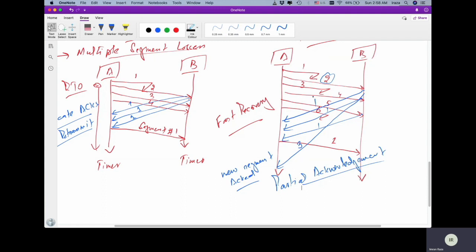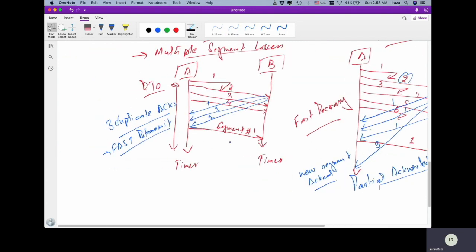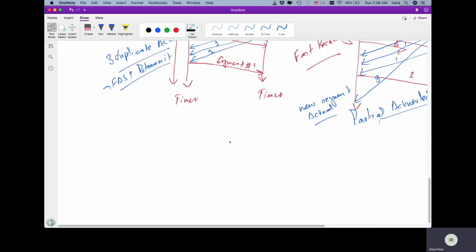Why? Because it is not taking care of all the other lost segments here. For example, segment number 3, segment number 6, and the solution to multiple segment losses is proposed in TCP New Reno.